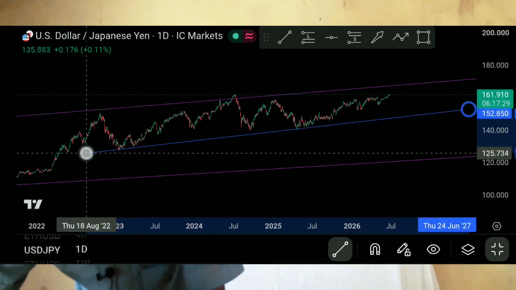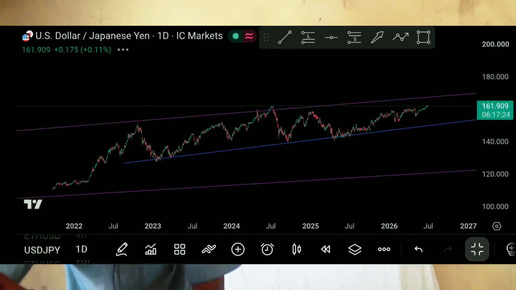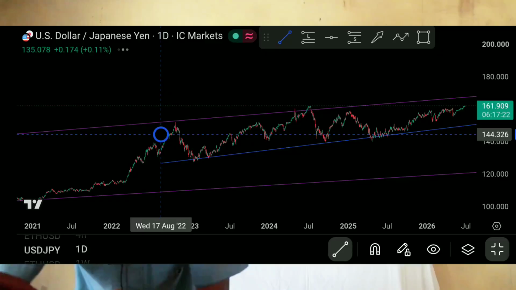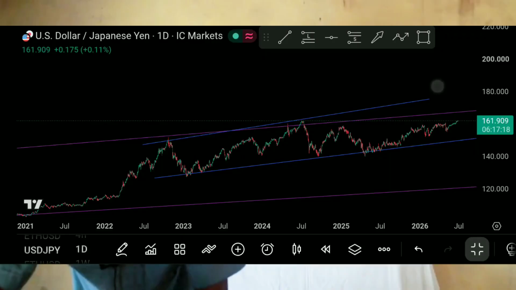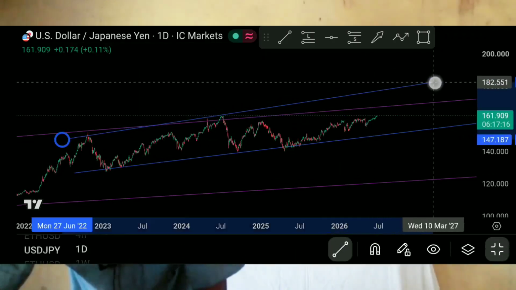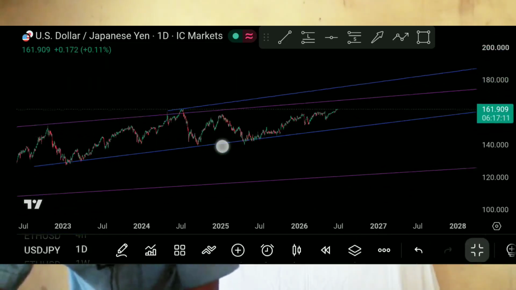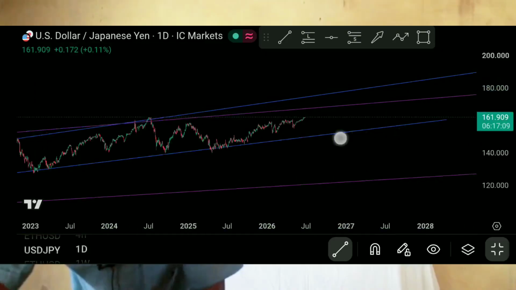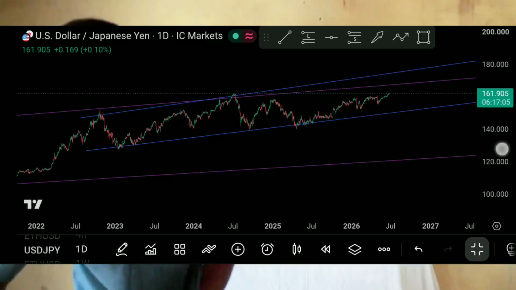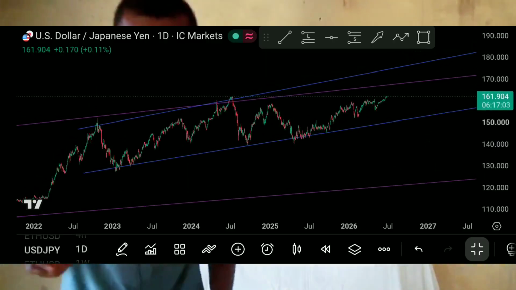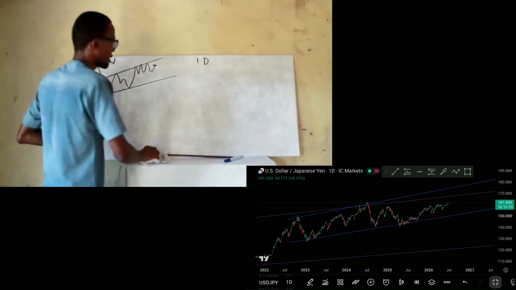Then draw my trend line. That is the support. Then draw the resistance also. And this is the resistance. Now look at the 1 day time frame, that blue line. Look at how the 1 day time frame is looking.